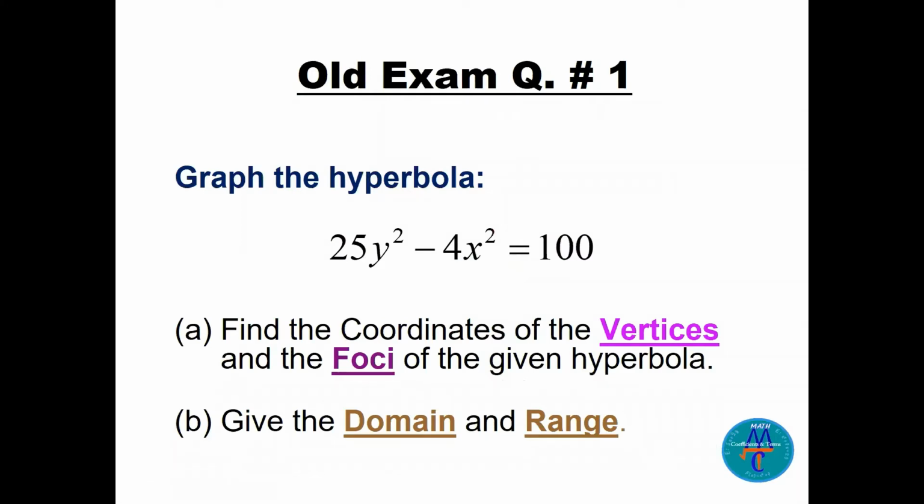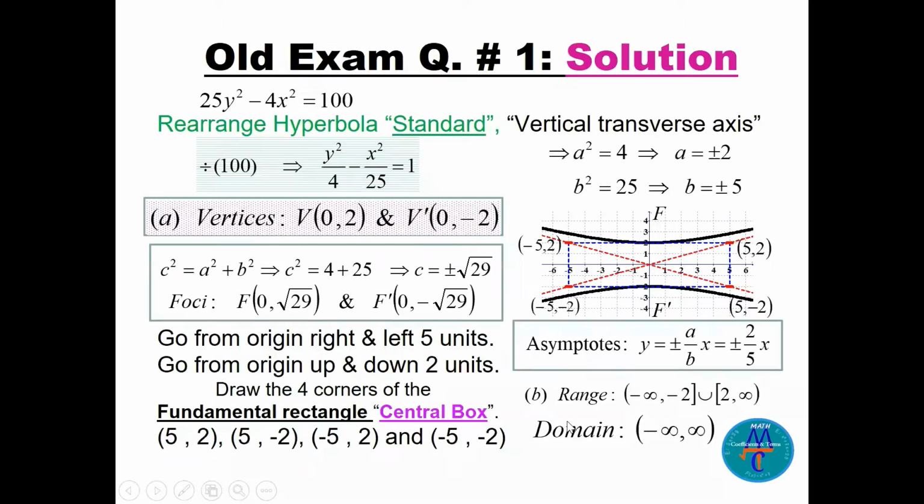Question number 1: graph the hyperbola 25y squared minus 4x squared equals 100. After that, you can find the coordinates of the vertices, foci, and also the domain and range. First, we have to rearrange the equation. Let's divide by 100. So we get y squared over 4 minus x squared over 25 is equal to 1. This is a standard form. It's vertical because the positive term has the 4 under the y squared.